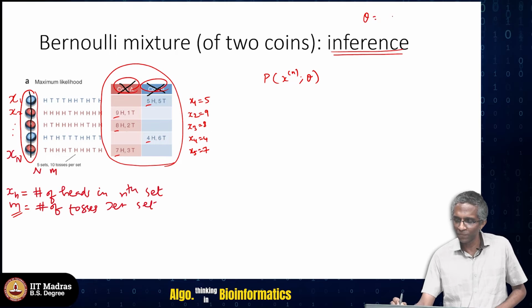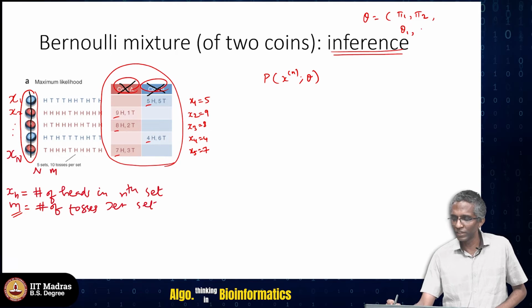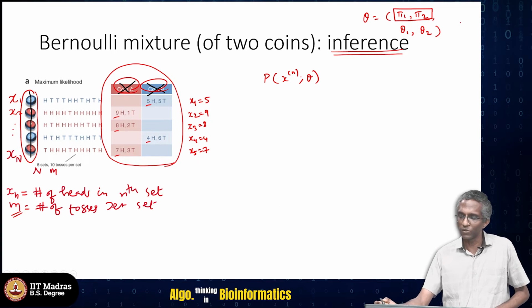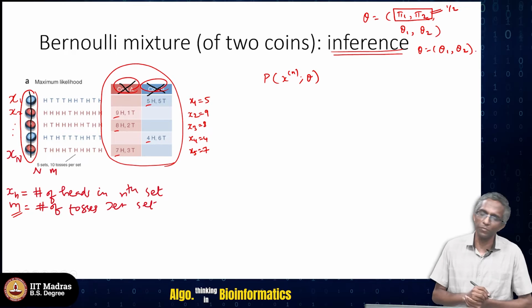Theta is going to be pi 1 and pi 2 for choosing between the two coins, and then you have theta 1 for coin A turning up heads, and theta 2 for coin B turning up heads. We are going to assume that both coins are a priori used equally likely. So these both we are going to assume are known and fixed at half. So really your theta is only going to be the probability of the first coin A coming up heads and the probability of the second coin B coming up heads.